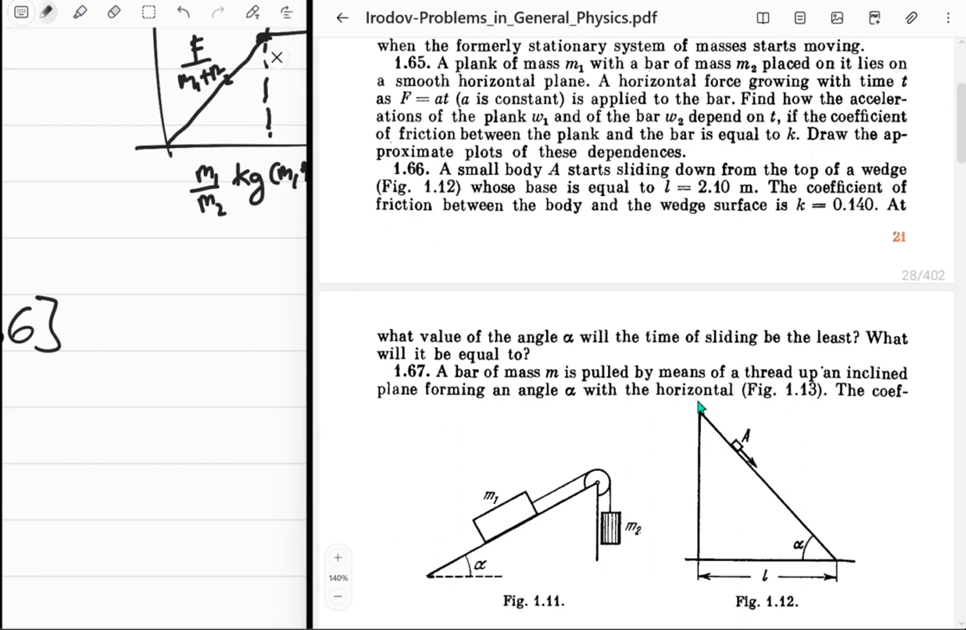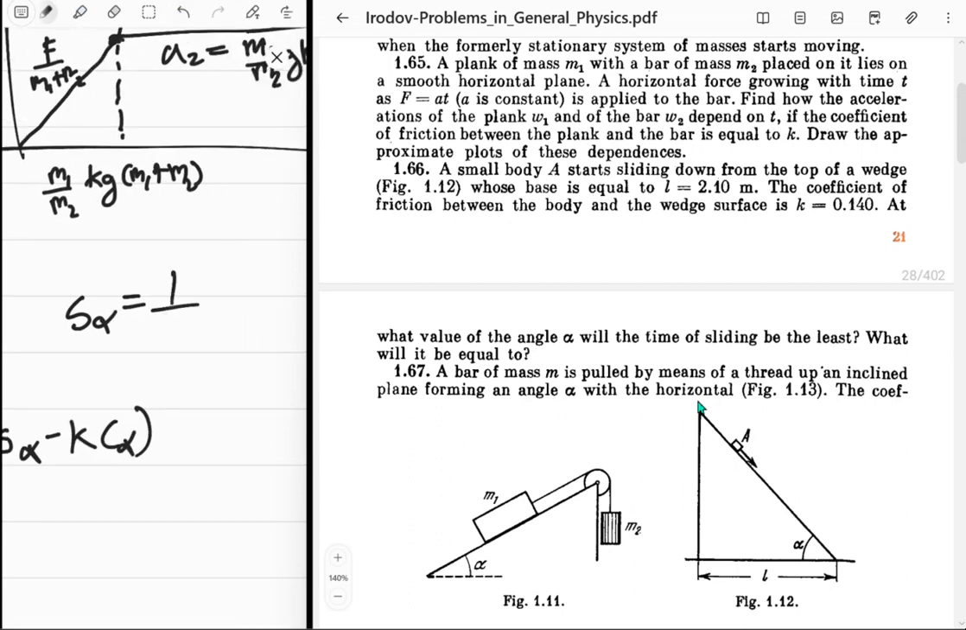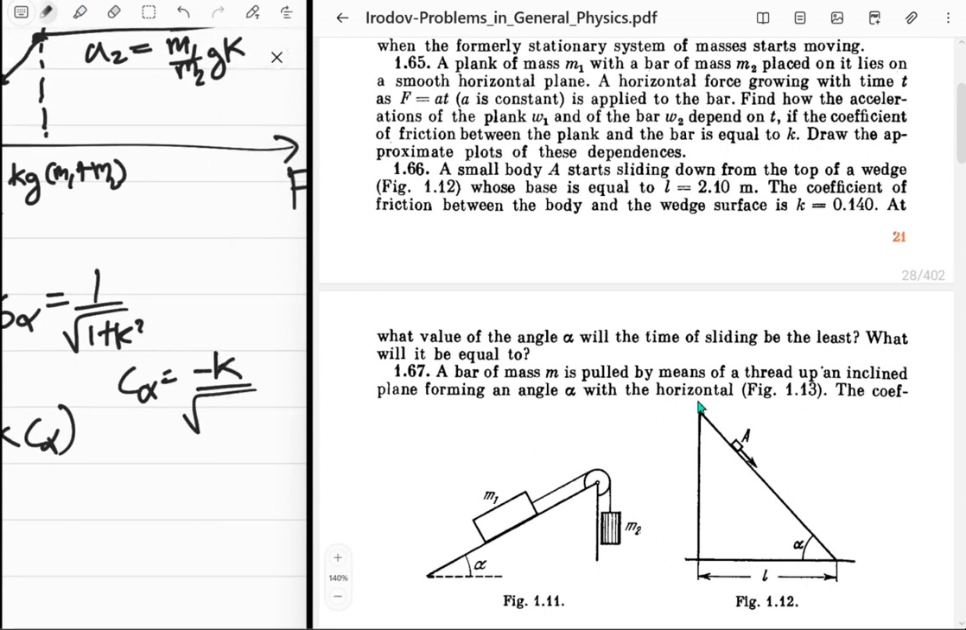Suppose G times, so our acceleration has to be G times sine alpha minus K cosine alpha. When will this be maximum? This will be maximum when sine alpha is equal to, it's supposed to be 1, and then this is negative K. So 1 upon square root of 1 plus K squared. And cosine alpha is equal to negative K upon square root of 1 plus K squared. That should make sense, right? So cosine inverse of negative K upon square root of 1 plus K squared. That's what alpha should be.